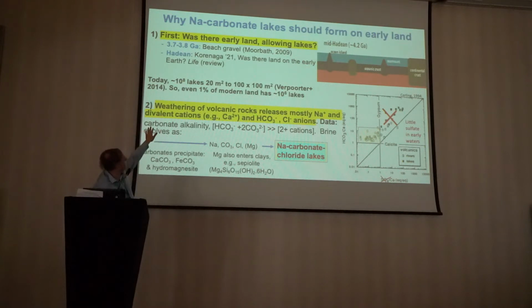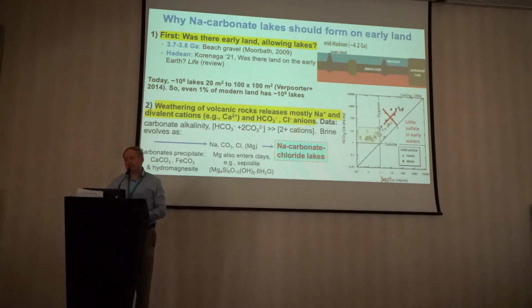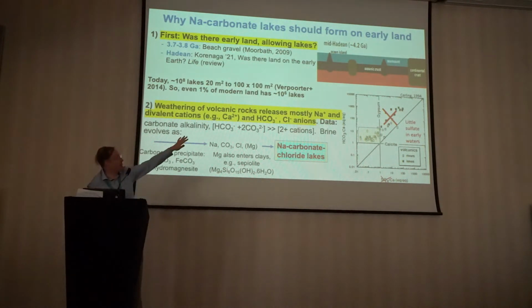If we go back further, then we don't have such good evidence, but there's a recent review by Korenaga, was there land on the early Earth? And he argues that there were certainly ocean islands that the high heat flow could push up cool seamounts above the sea level, and they could last for tens of millions of years, and then how much continental crust would be exposed is model dependent. We don't need huge areas of land.